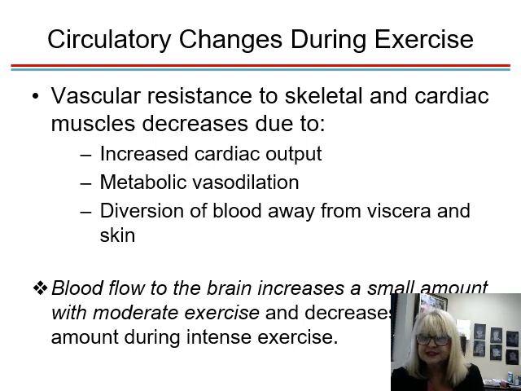Vascular resistance to skeletal and cardiac muscles decreases during exercise due to an increased cardiac output, metabolic vasodilation, and the diversion of blood away from the viscera and the skin. Blood flow to the brain increases a small amount with moderate exercise, and it decreases a small amount during intense exercise.